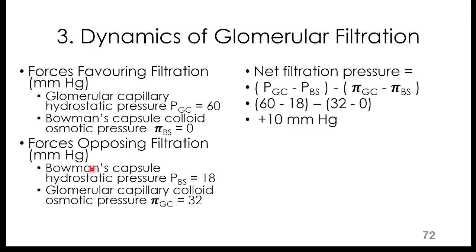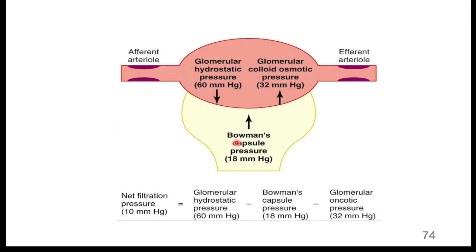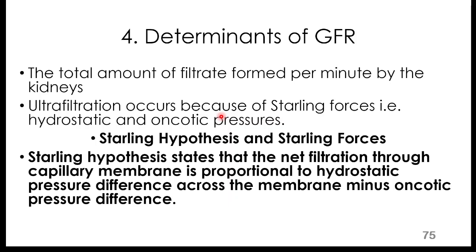All right. So the forces that oppose filtration are the Bowman's capsule hydrostatic pressure and the glomerular capillary colloid osmotic pressure. By the time you add and subtract everything together, you eventually get the net filtration pressure to be 10 millimeters of mercury. Okay, so this shows a similar thing.